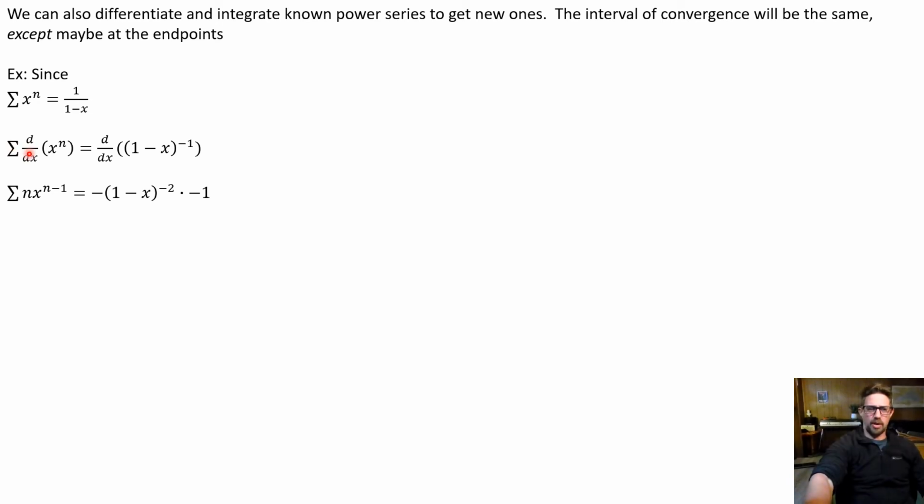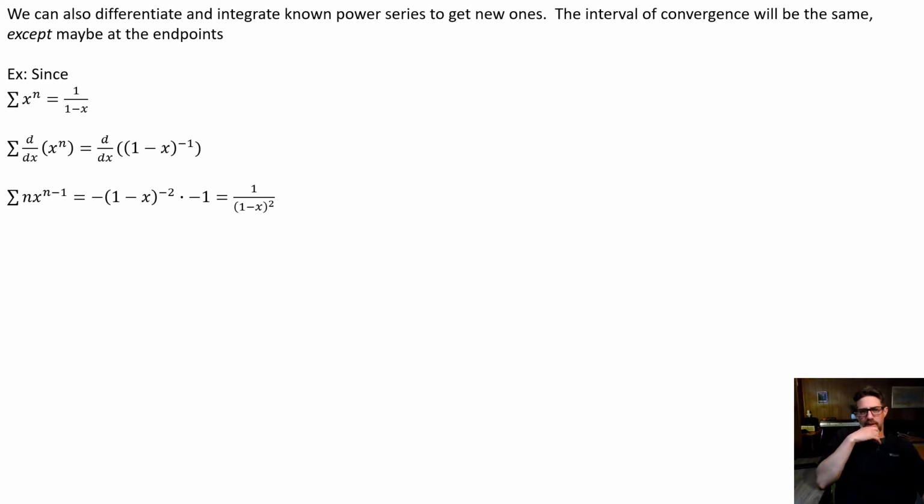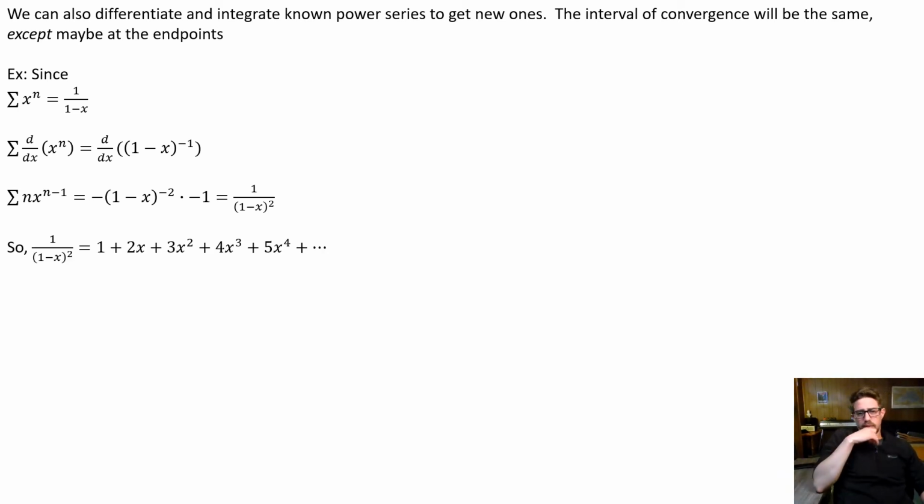So this is just the power rule. The derivative of x to the n is nx to the n minus 1. This is a little chain rule business, so it's power rule times, don't forget about the derivative of the inside, which is actually negative 1, which, as you can see, flips this back into being positive. So you can simplify that a little bit to 1 over 1 minus x squared. Okay, so that's true.